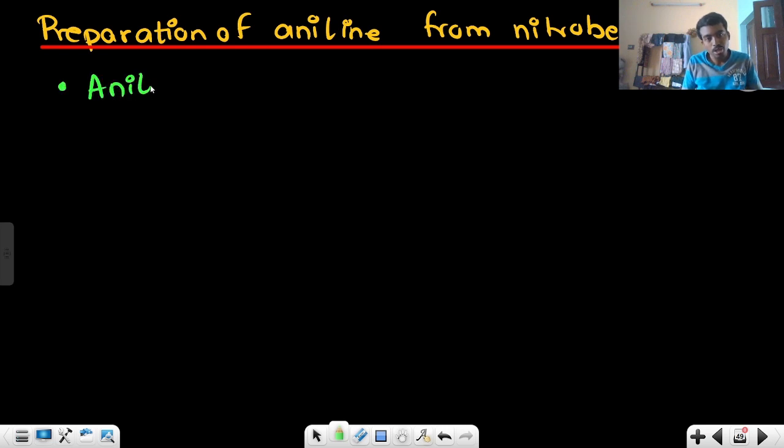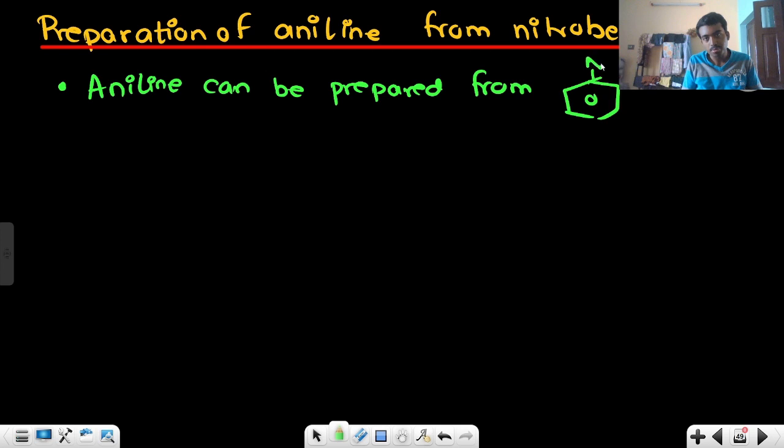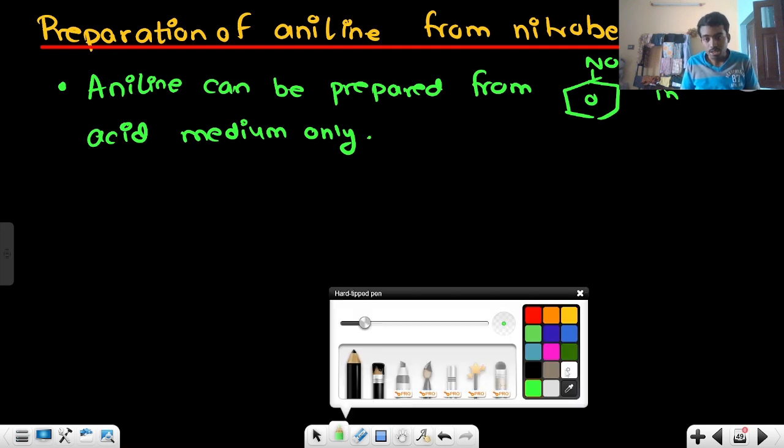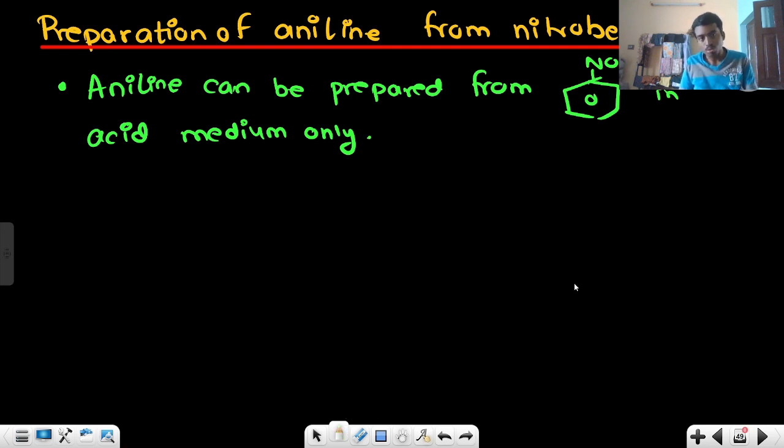So I write down first point: aniline can be prepared from nitrobenzene in acid medium only. If you are giving any other medium, the product you will get is different. I will show you how the product will change according to the medium.